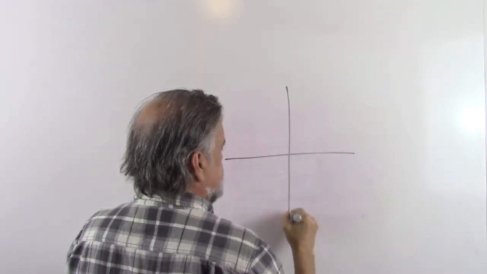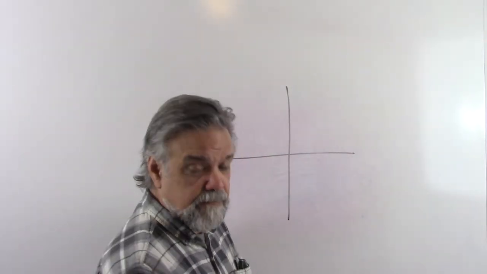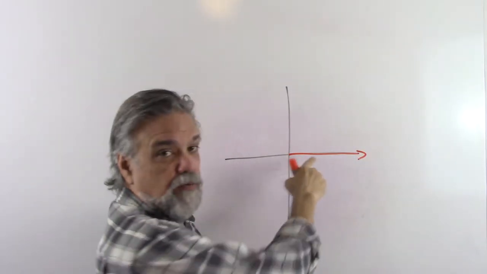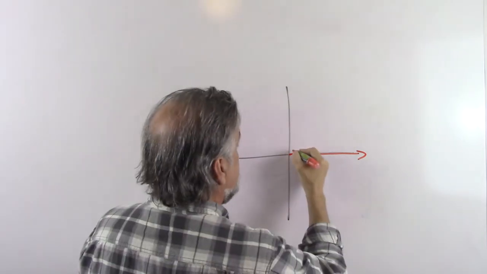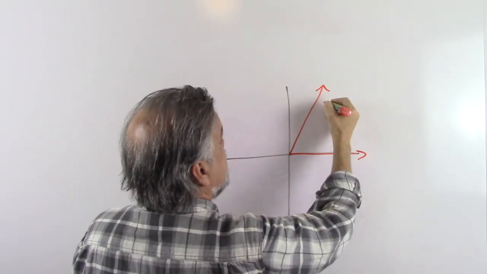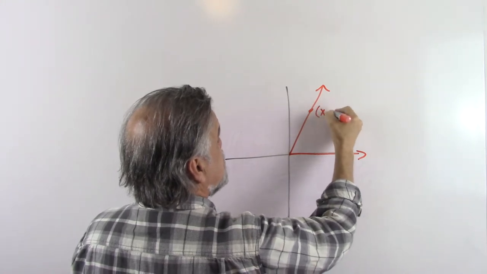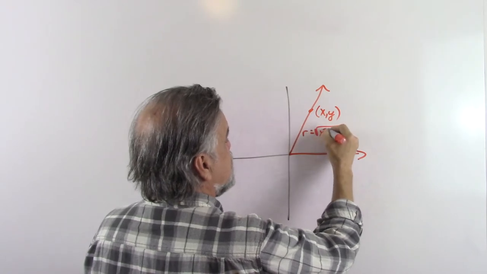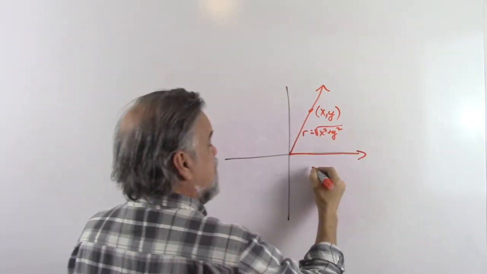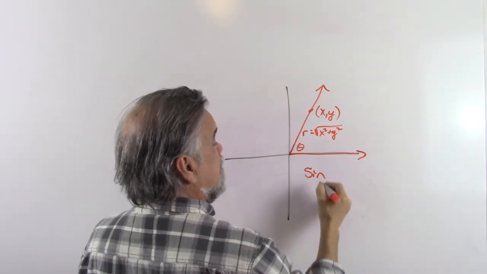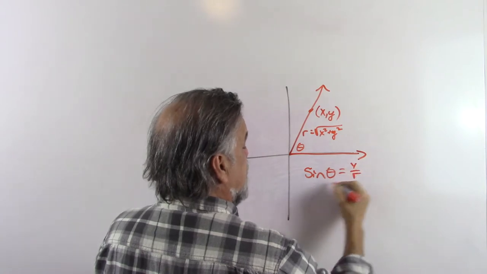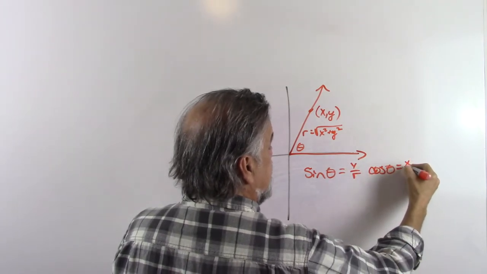If you remember from before, we put an angle in standard position. That means one side is going out that way, the initial side, and then I'm going to have another side going out this way, through the point x, y. And if we remember this distance r, which is the square root of x squared plus y squared, then the sine of this angle theta is y over r, and the cosine of theta is x over r.